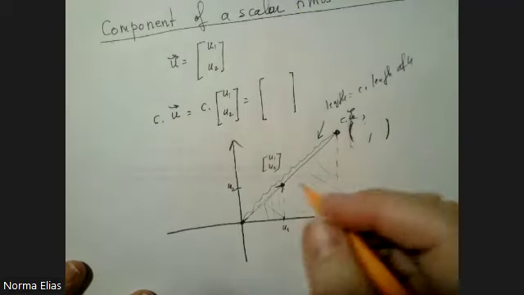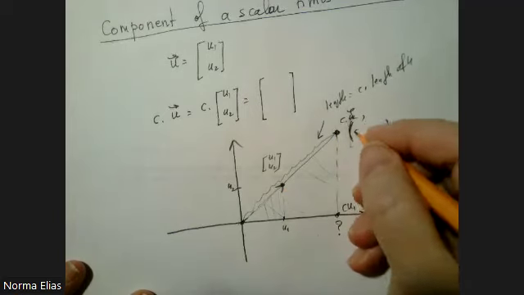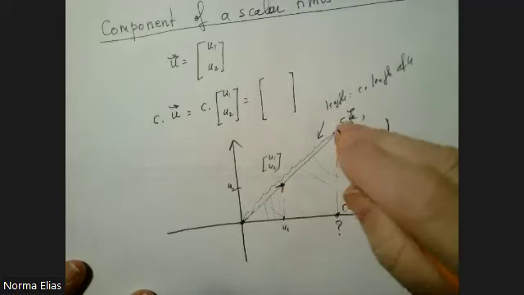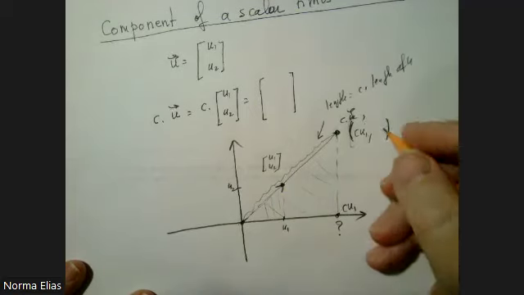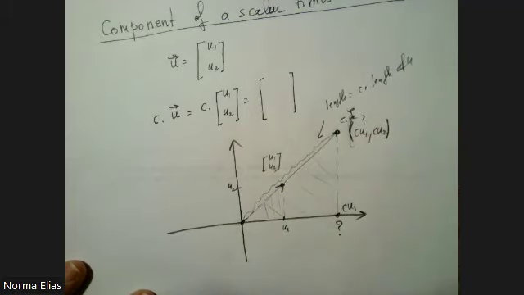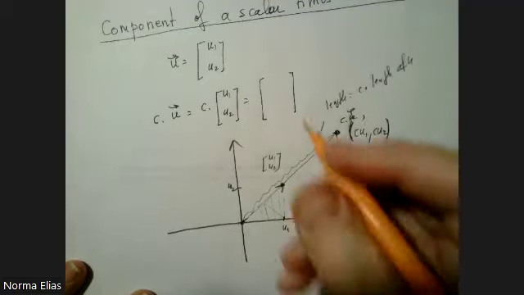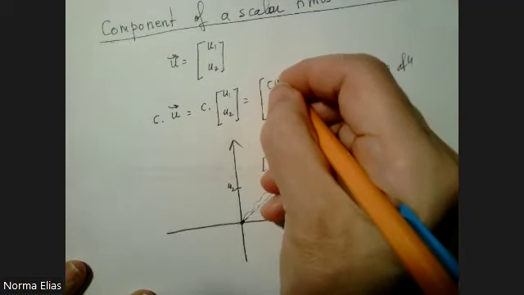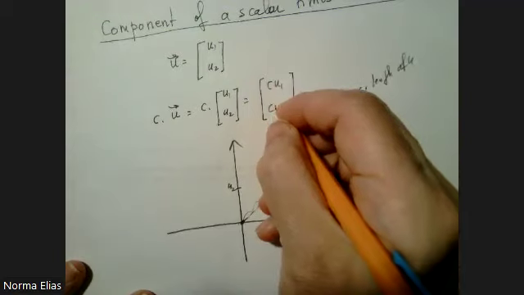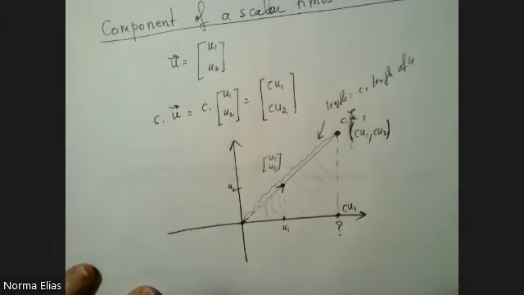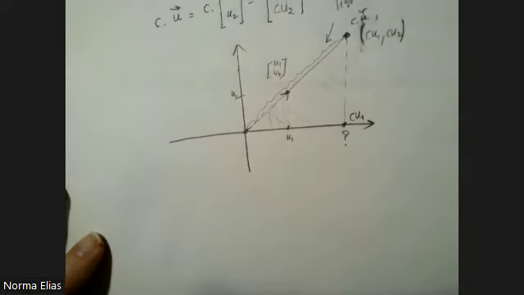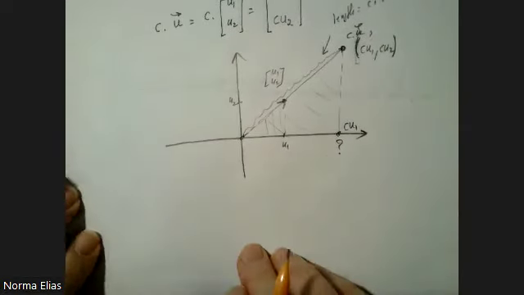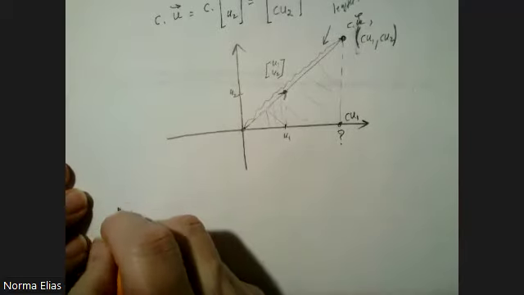And the same thing for the other side. If you multiply this length by C, you're going to multiply the x component by C, and you multiply the y component by C. So the new vector will have the components CU1 and CU2. Okay, so this is the components of the sum and the scalar multiplication. So a very straightforward example.